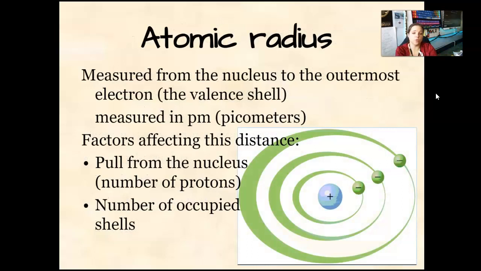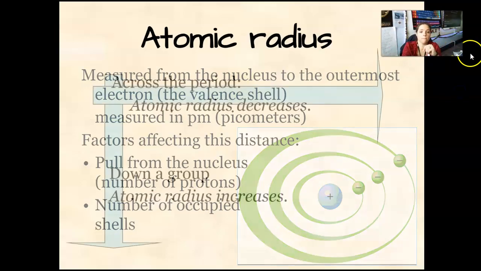And so, the atomic radius. This is measured from the nucleus to the outermost electron, that valence shell. So this distance is going to be the atomic radius. It is measured in pm, or picometers. The factors that affect this are the pull from the nucleus, like how many protons, how much pull there's going to be, and the number of shells that are occupied. The closer it is, the smaller it's going to be. The farther away, the bigger it's going to be.